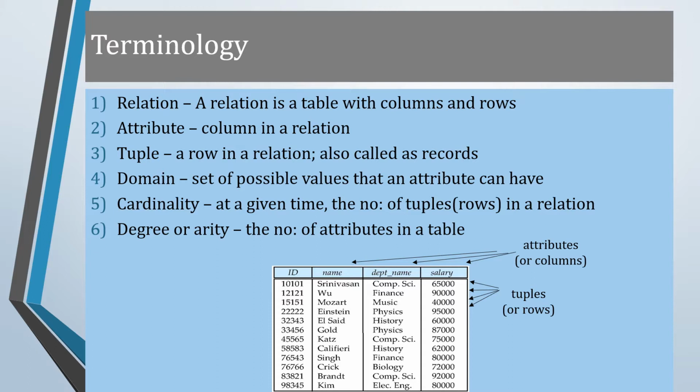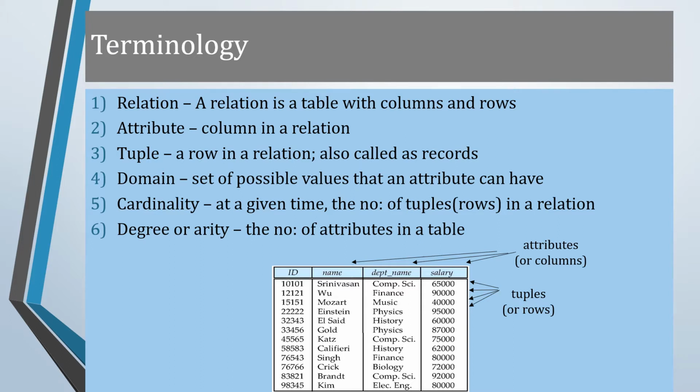A row in a relation can be called a tuple. Tuples are the rows in the relation, and can also be called records. The number of tuples or rows in a relation at a particular instance is called cardinality. How many rows are there in a relation? That represents the cardinality. If you have 10 rows in the table, then the cardinality is 10. So the degree is the number of attributes in the table, and cardinality is the number of tuples, the number of rows in the table.